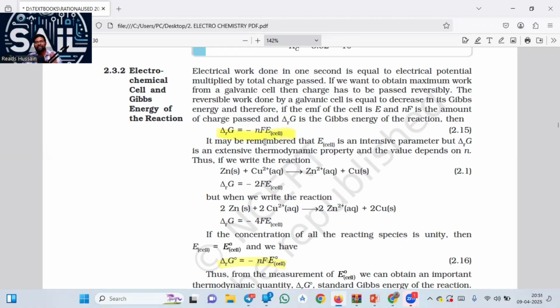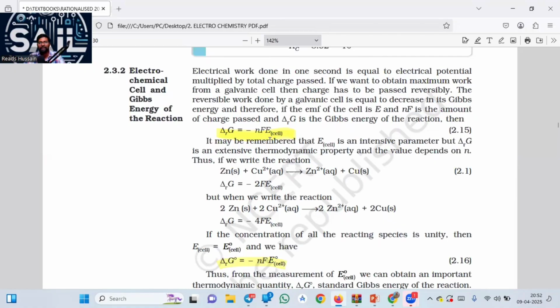So what is this? Here n is the number of electrons transferred during the redox process, and that you will come to know. In the following reaction, Zn plus Cu2+ gives Zn2+ plus Cu, how many electrons get transferred? Zn becomes Zn2+, meaning zinc loses 2 electrons. Cu2+ becoming Cu means copper is gaining 2 electrons. So during this redox process, 2 electrons are being transferred. That means the n value is 2 here. n is nothing but the number of electrons transferred.